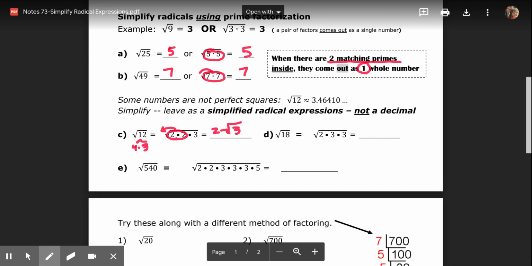And you can also test this. You can put the square root of 12 in and then put 2 square roots of 3 and see if you come out with the same decimal. Letter D, square root of 18. So I started here with 2 times 9 and then broke 9 down into 3 times 3. So a pair comes out, so you have 3 square roots of 2.